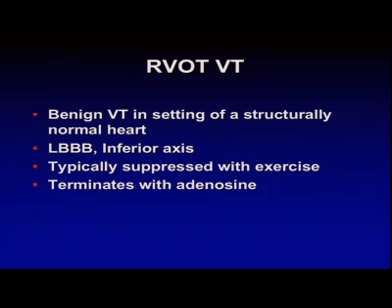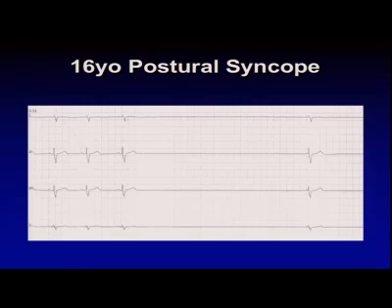This is an example of right ventricular outflow tract ventricular tachycardia. So this is a benign VT in the setting of a structurally normal heart. The PVCs tend to have a very specific axis because they come from the right ventricular outflow tract. They have a left bundle and inferior axis. They're typically suppressed with exercise. They can terminate with adenosine, no. It's not the most important feature. The most important feature is that it's benign. So we do nothing with these patients. We offer reassurance. We send them on their way.